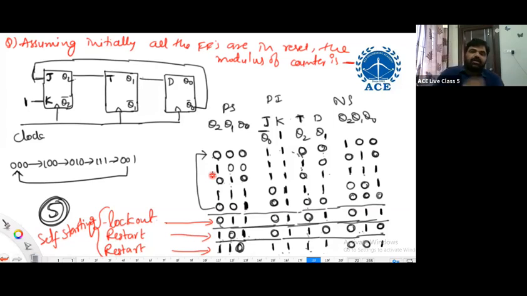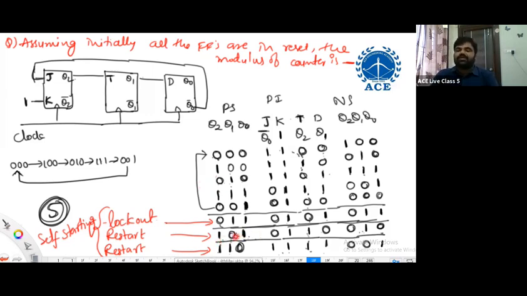Once again, unknowingly the counter is entering into an unused state. If it is going through unused states only, then only we name it lockout. The counter is locked. The counter is in lockout state. Right? And every time it may not be lockout.